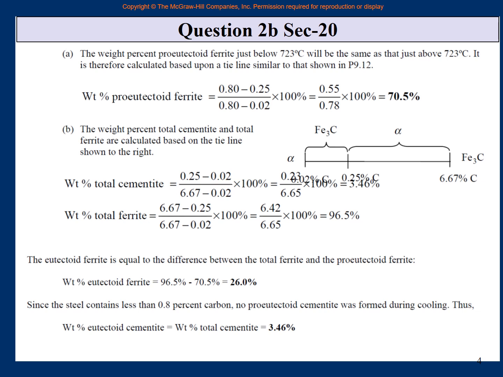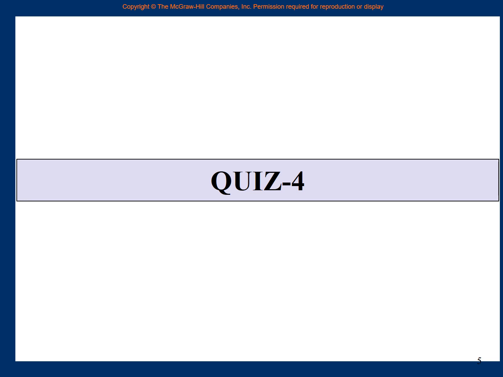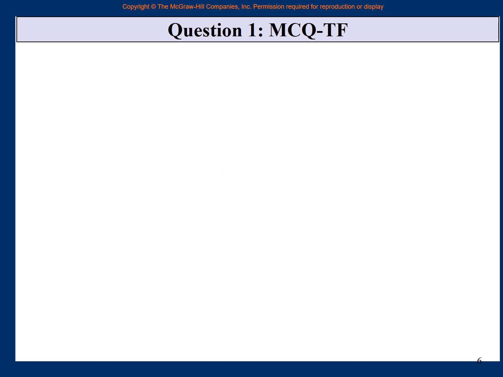This finishes quiz 3. Now we will move to quiz 4, right? So now we will move to quiz 4, and as always, in the beginning we will go to question 1, which is the multiple choice and true false, and we will give you some examples. So let us start.